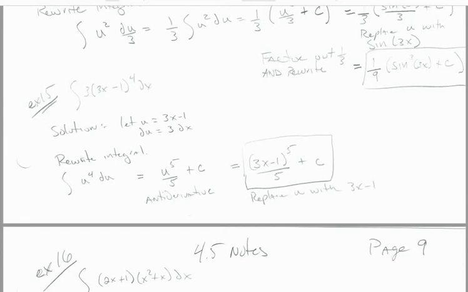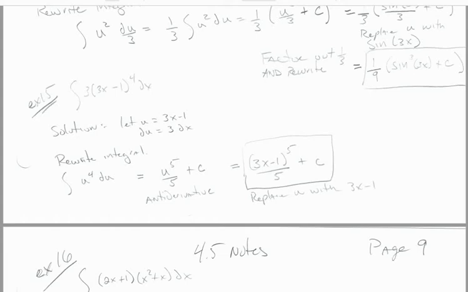Alright, let's do example 15. We have 3 times 3x minus 1 to the 4th. So we're going to let u equals 3x minus 1. So du will be just 3. That's a perfect replacement. du is 3 dx. So when we replace this and rewrite this integral, everything's going to work out nicely. So we're going to end up with u to the 4th du.